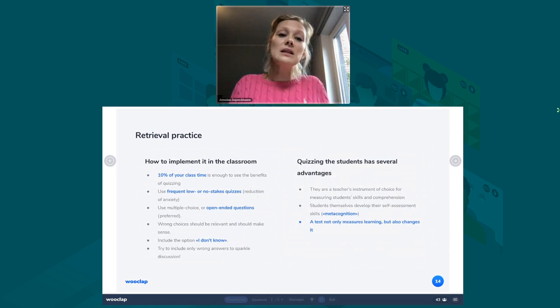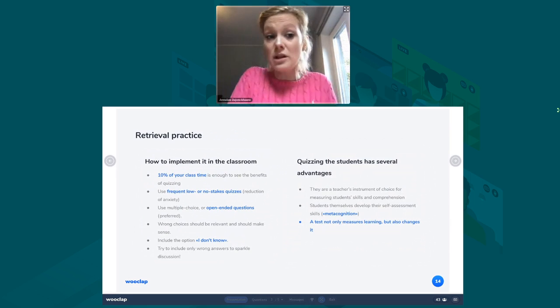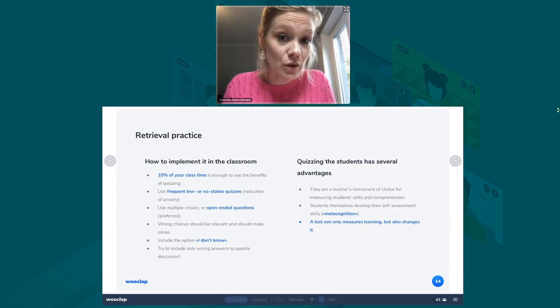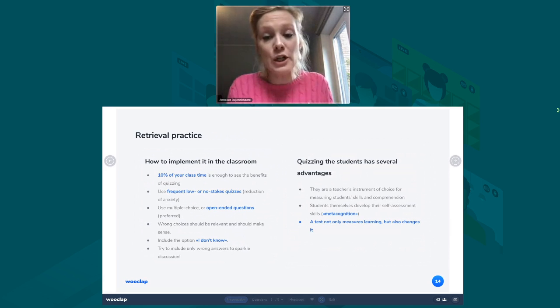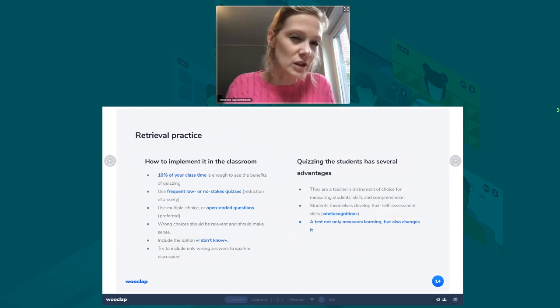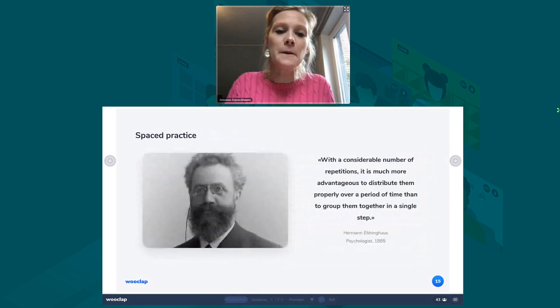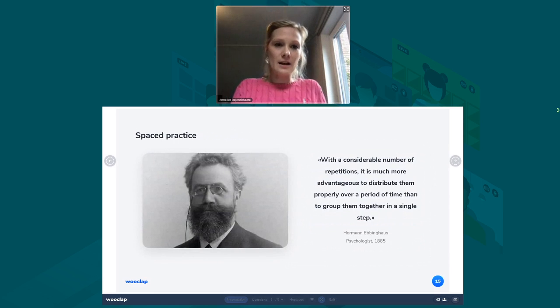So how do we implement this in the classroom? There are several advantages to quizzing the students. Firstly, quizzes are obviously a teacher's instrument of choice for measuring their students' skills. Secondly, students themselves use exams to develop their self-assessment skills, what experts call metacognition, from which they will learn about their strengths and weaknesses to better organize revisions at a later stage. So a test not only measures learning, but it also changes it. It's very important. What do we have next?